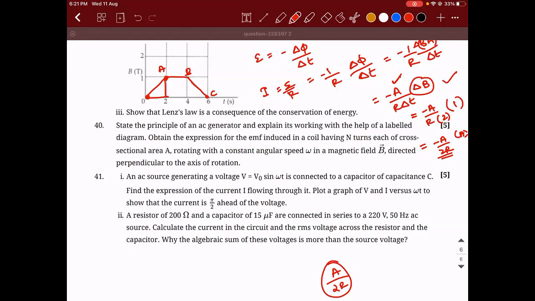So show that Lenz's law is a consequence. No need. We know that Lenz's law is based on the conservation of energy. We don't need the proof and all.